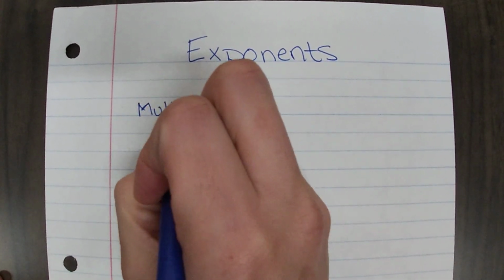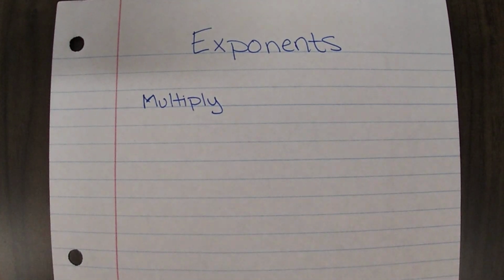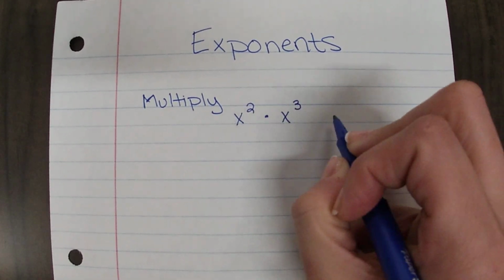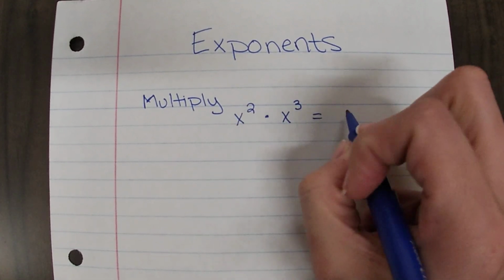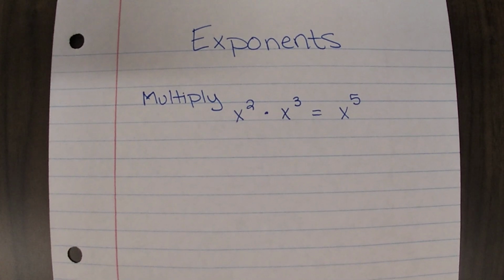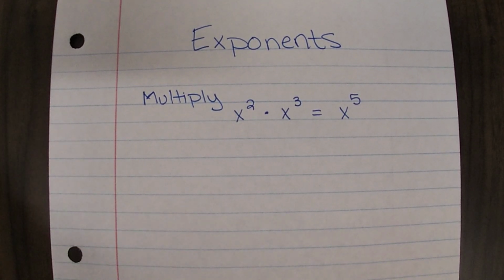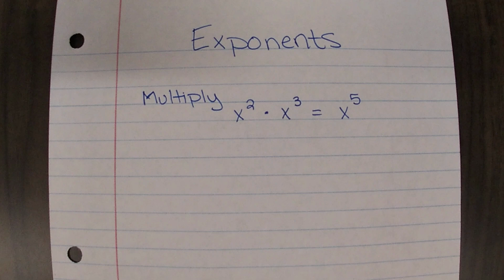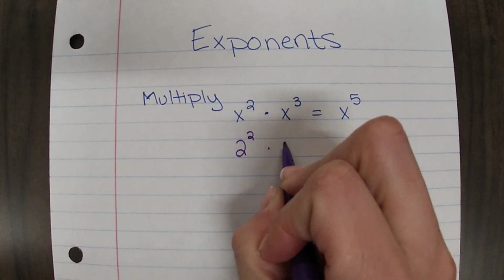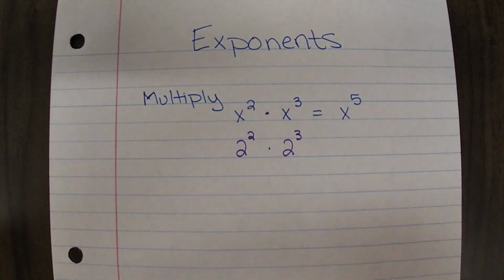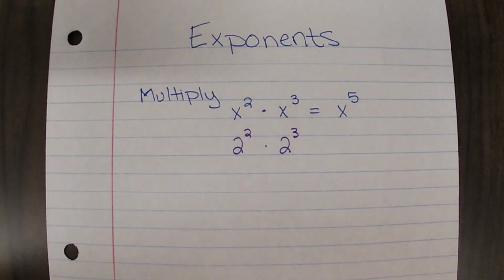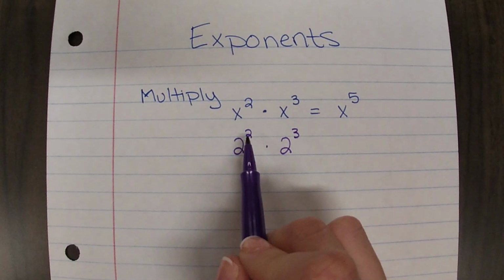Multiplication. For multiplying, we already know that if we have something like x squared times x to the third, we're going to add these exponents and we will get x to the fifth. So if we stick to that rule, and now instead of x squared times x to the third, what if we have 2 squared times 2 to the third? We're still sticking to that same rule, so we're adding the exponents.